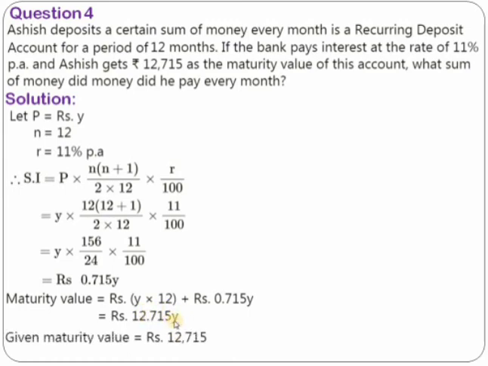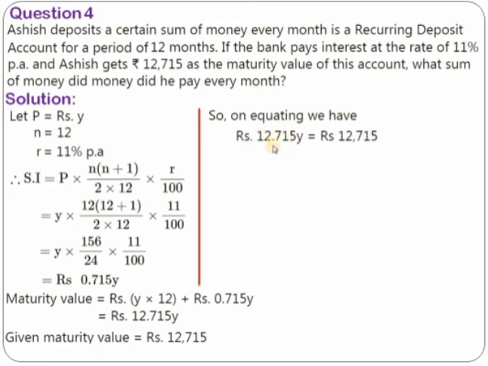But we are already given the maturity value, isn't it? This is given to be 12,715. That means this is also the maturity value. That means they must be equal to each other. So on equating, as I said, this is also maturity value, and this is also maturity value. So that's why they must be equal to each other.